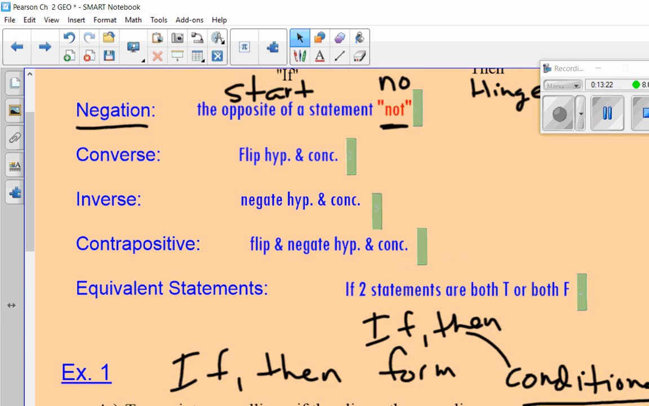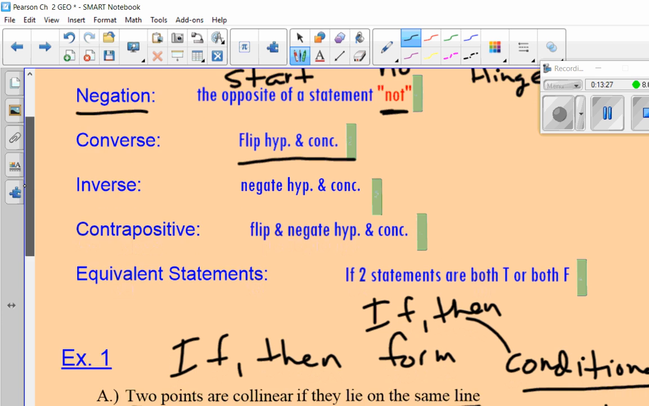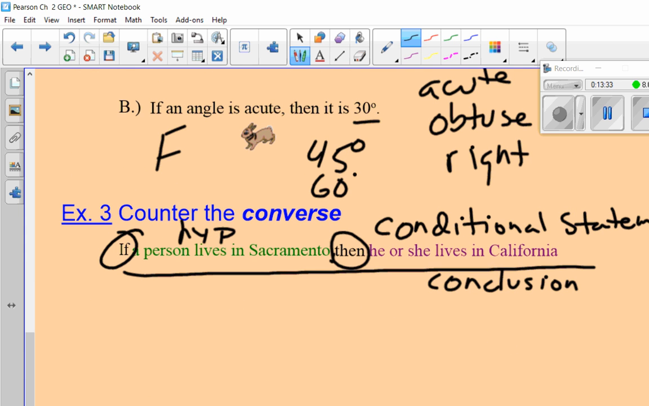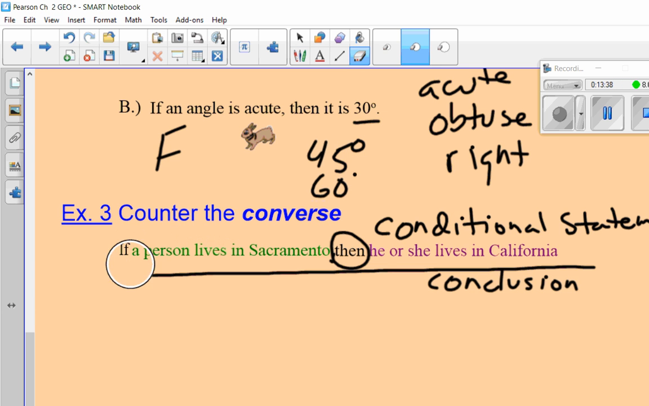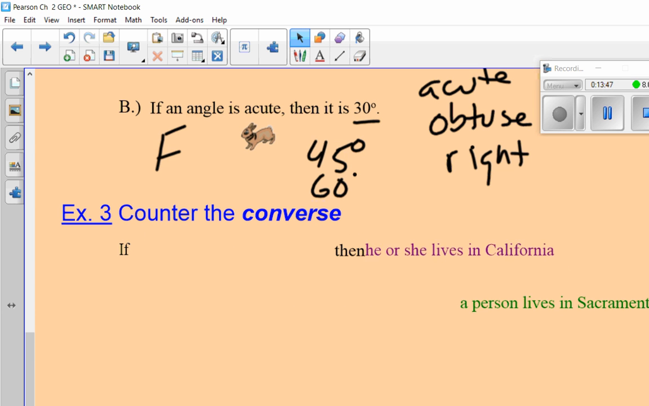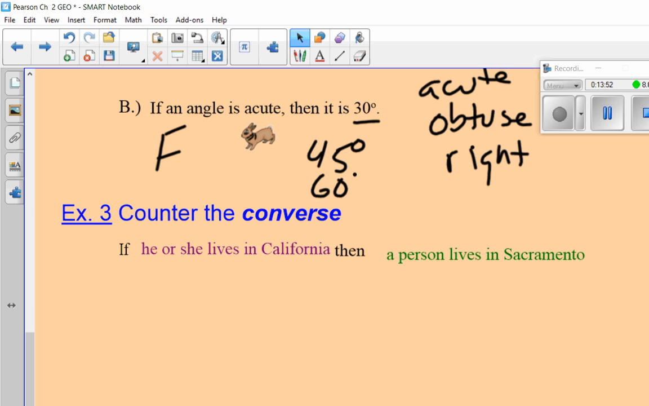Okay? Converse, I'm going to flip the hypothesis and the conclusion. Hypothesis is the word, hypotenuse is a triangle. So by magic, I'm going to do that. I'm going to get rid of this other stuff so we don't get confused. It's not going to sound perfect either. We could change some words when we flip it. But if a person lives in California, then the person lives in Sacramento.